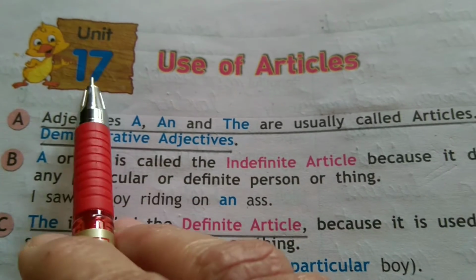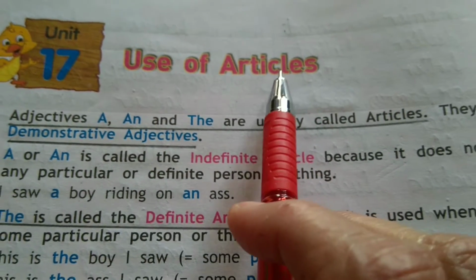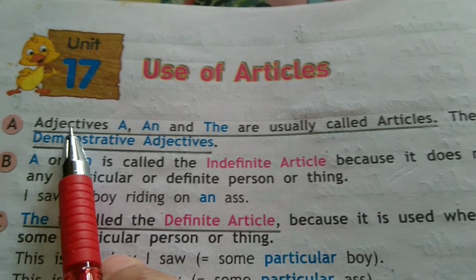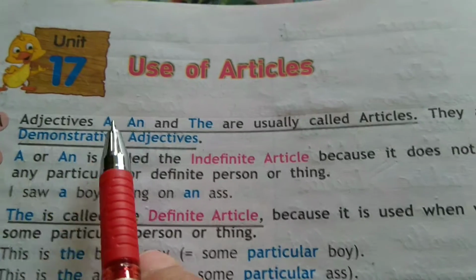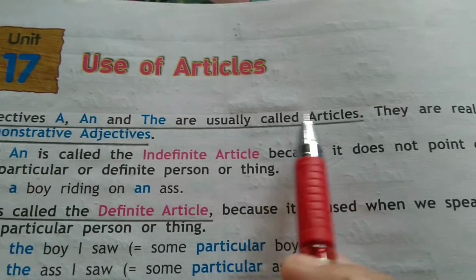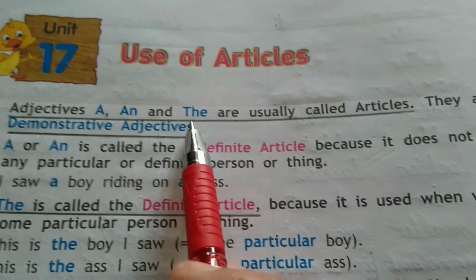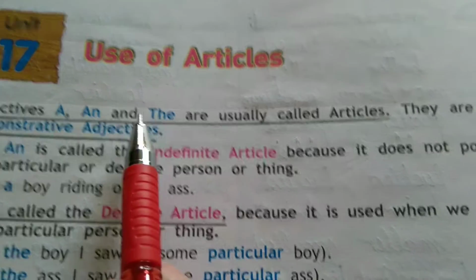Let us start with lesson 17, use of articles. Articles means you have to use a and the. They are also called adjectives. Adjectives a and the are usually called articles, and they are really called demonstrative adjectives. Why? Because they are used just before nouns.